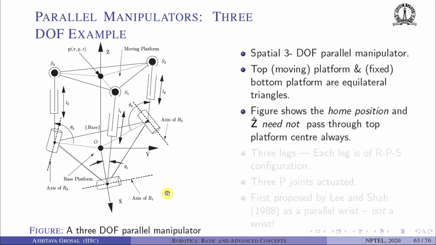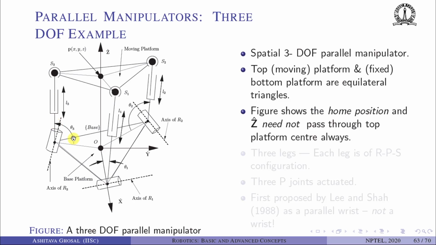Let's look at a more complicated 3 degree of freedom spatial parallel manipulator. Okay, so this is called a 3RPS parallel manipulator. It's a spatial 3 degree of freedom parallel manipulator. It consists of 3 rotary joints in a fixed base and 3 spherical joints in a top moving platform. And between the spherical joint and the rotary joint, there is a prismatic joint.